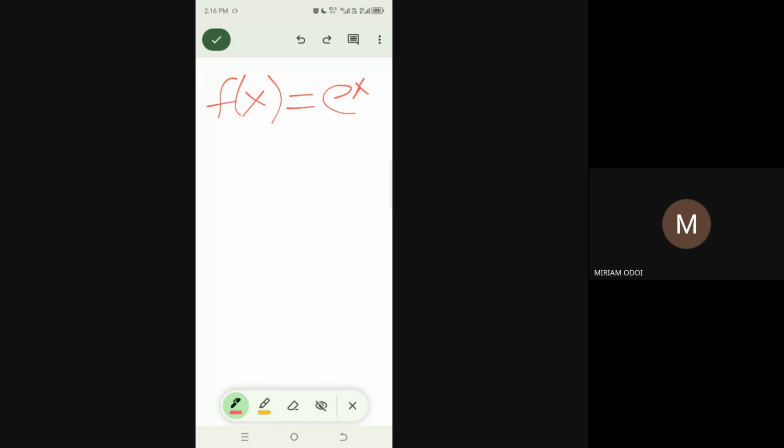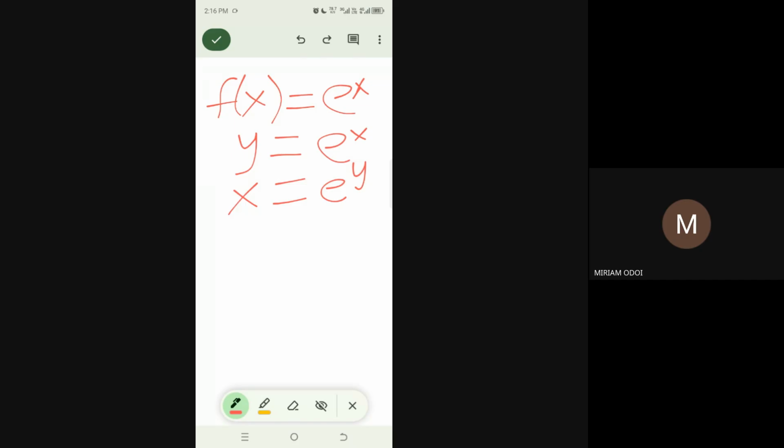So we have f of x is equal to e to the power x. And remember that when we want to find the inverse, we make this one y, and then we have y equals e to the power x. Now we want to interchange the positions of x and y. So wherever you see y, we put x there. Wherever we see x, we put y there.